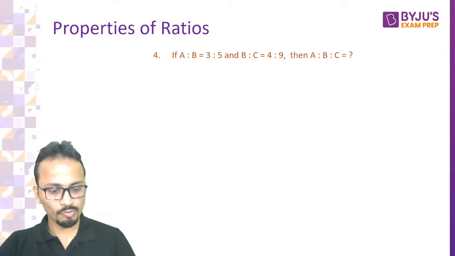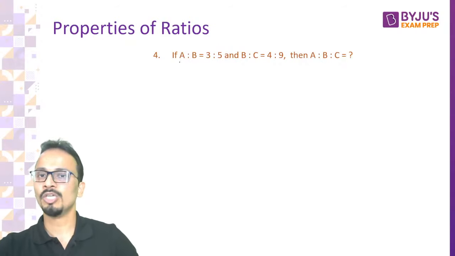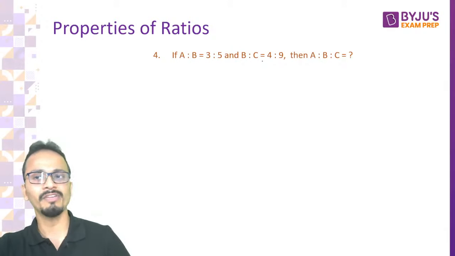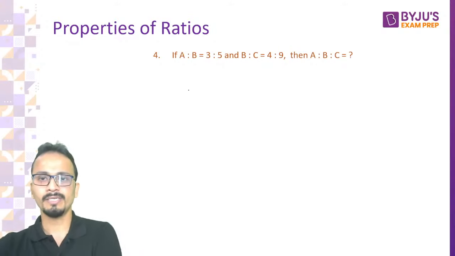Wonderful, Raj, VM, Krupa, all of you are replying to the questions that I'm asking. So A is to B and B is to C are given. I am looking for the value of A is to B is to C. Now let's see what to be done.